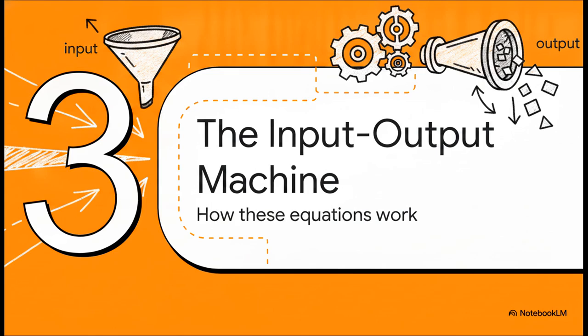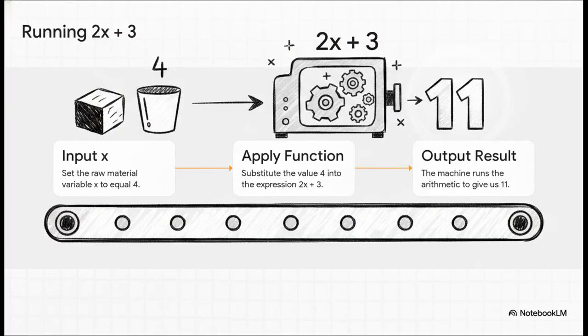So let's see how that works in section 3, the input-output machine. A linear polynomial isn't just a static string of letters and numbers on a page. It's actually a dynamic working machine. Let's walk step by step through this substitution process using a simple linear polynomial, 2x plus 3.